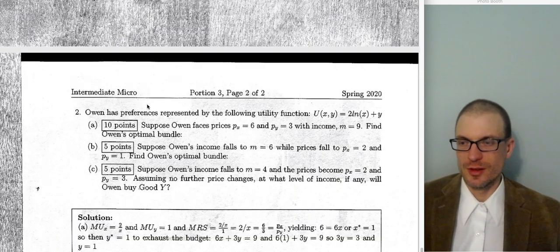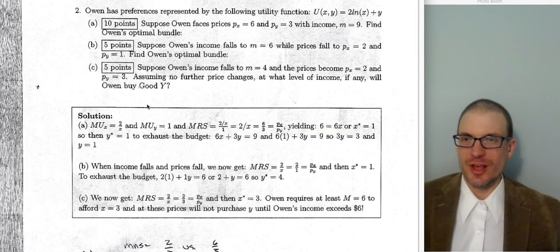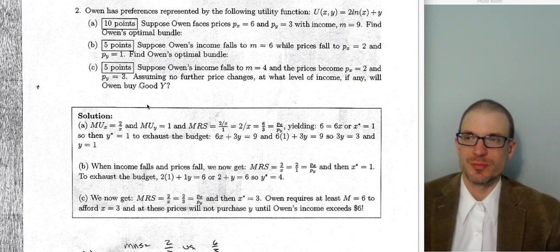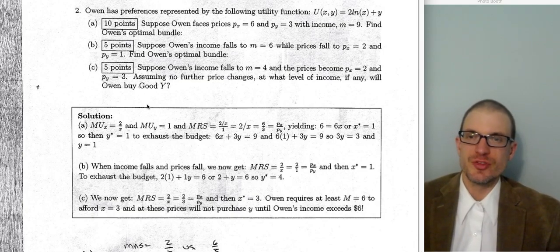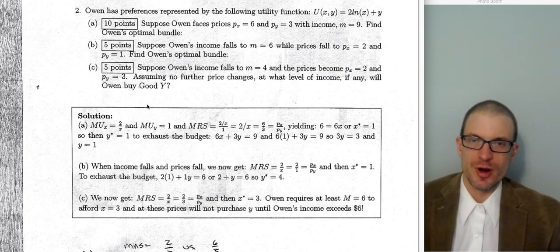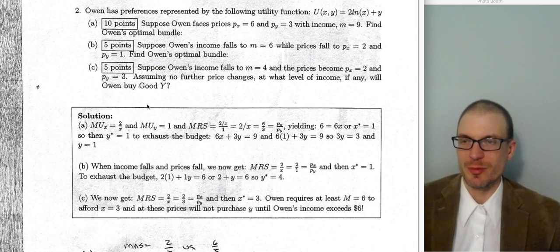All right. Lastly, Owen has preferences represented by the following utility function, 2 ln x plus y. Suppose Owen faces the following prices. Price of good x is 6, price of good y is 3, with income 9. Find Owen's optimal bundle. Then Owen's income falls to 6, while price of good x falls to 2, and price of good y falls to 1. Find the optimal bundle. And then suppose Owen's income falls to 4, prices become 2 and then 3.